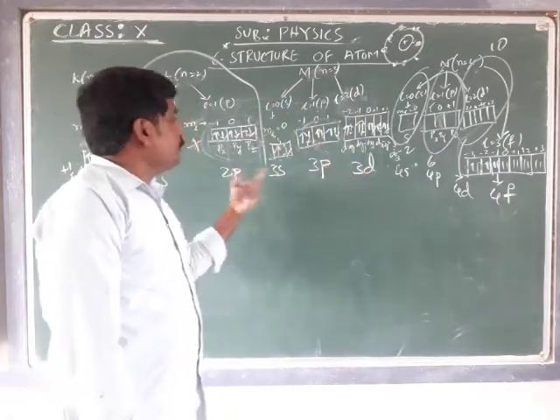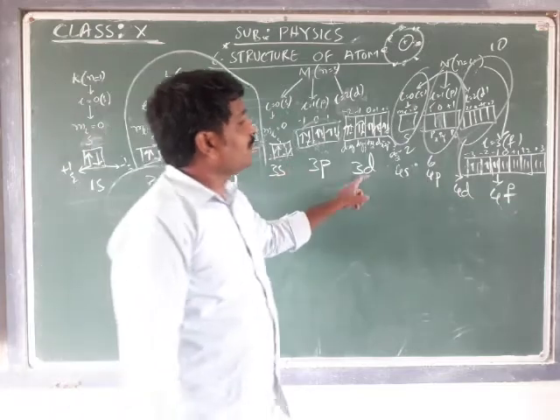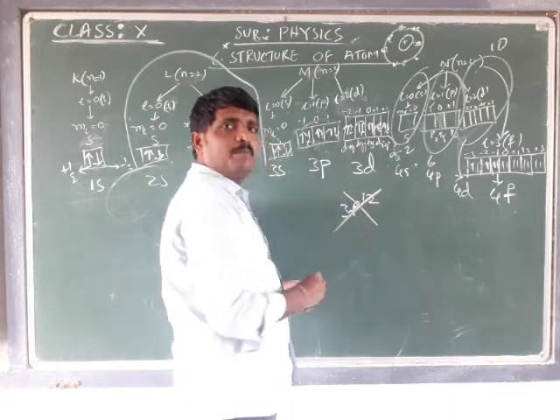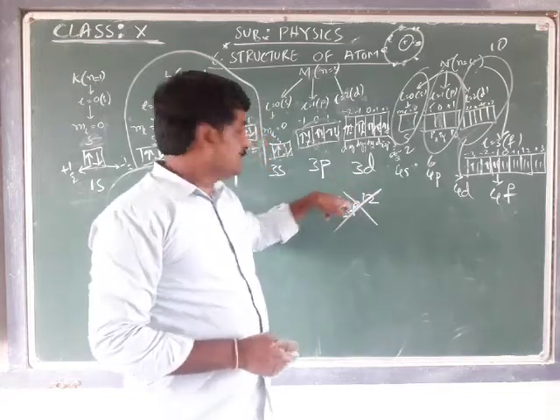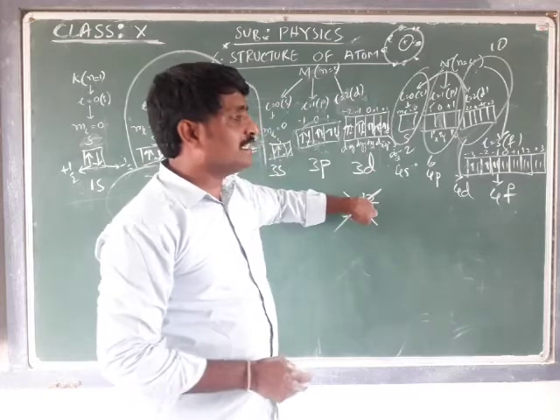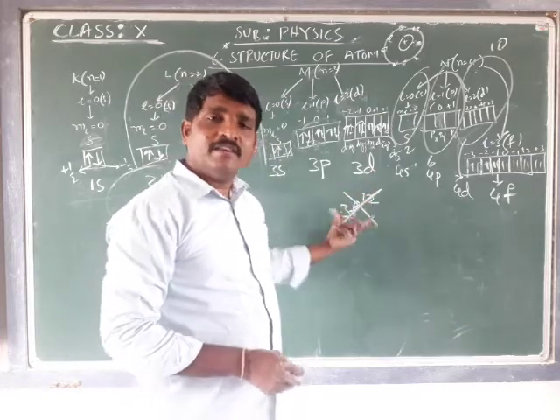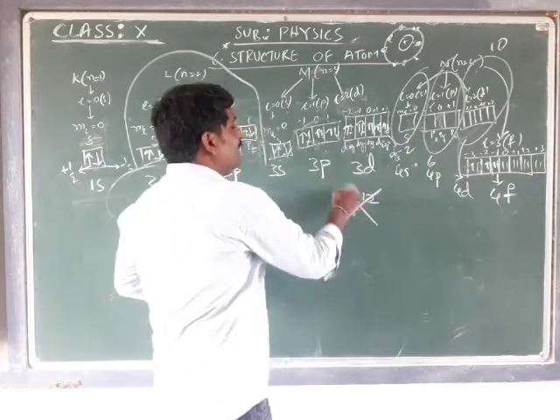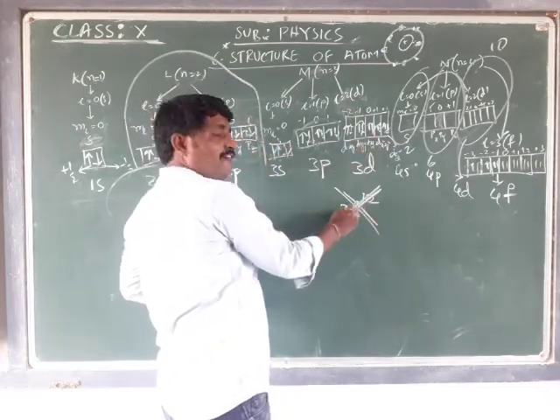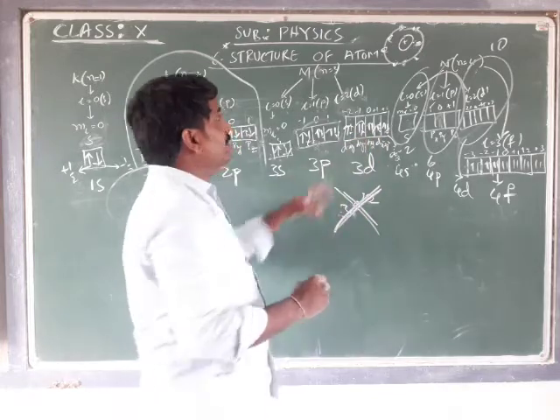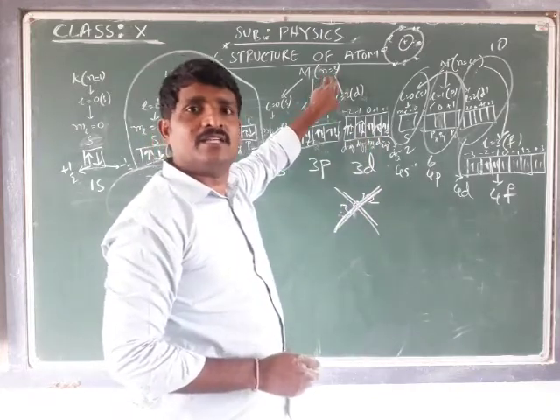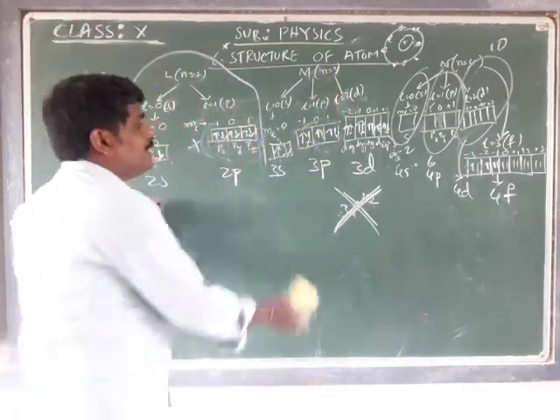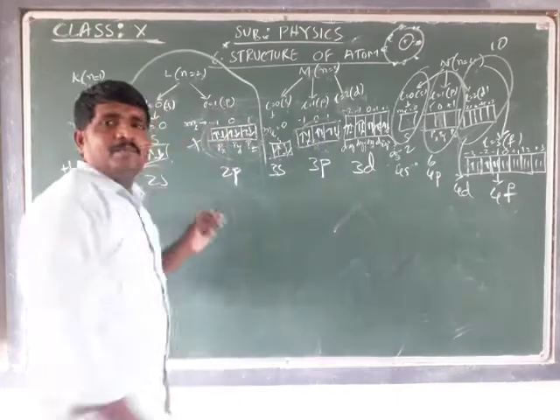Listen here, 2d does not exist, and I can't write 3f either. 3f12 also is not possible. Even though it is in the form of NLX, where f possesses 14 and we are representing 12, theoretically it may look right, but practically we don't have an f orbital in the M shell, the third shell. Right? Have you understood this?